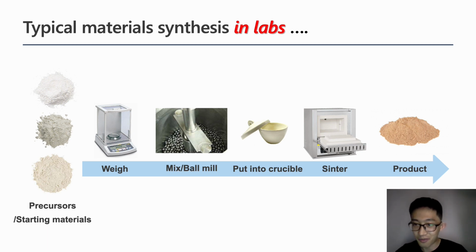We put the crucible in a furnace. And then we heat the mixture of materials at a very high temperature, like 1000 degrees. Then we keep our fingers crossed and hope that these precursors will just react to form something we want, something that has a property we want it to have.